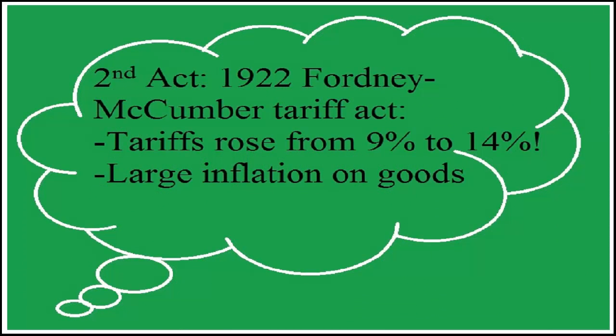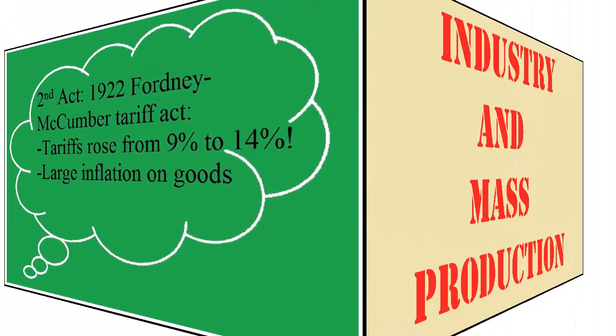The second act was in 1922, the Fordney-McCumber Tariff Act gave the President the power to raise and lower tariff rates on all imports. This aided the 1920s boom in the USA, but made it more difficult to sell goods abroad with reactionary tariffs. Industry and mass production.